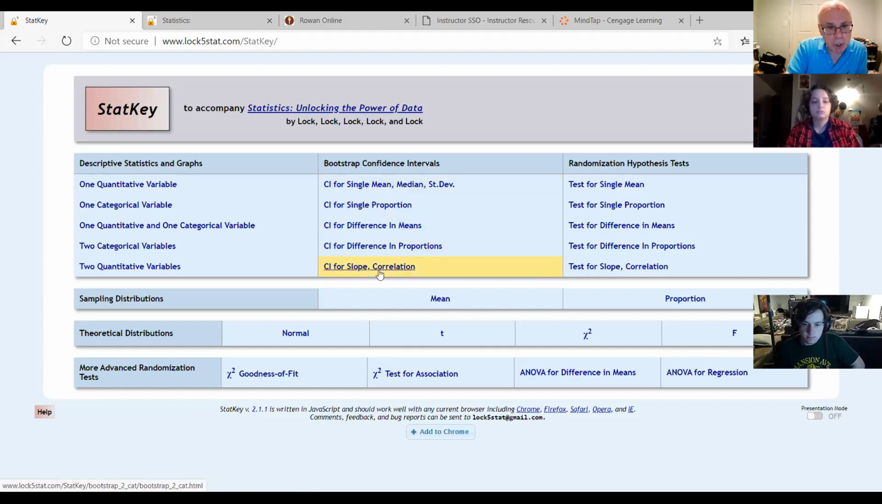So confidence intervals, we're going to be using this section. And then for hypothesis tests, we're going to be using this section where it says test for single mean, single proportion, difference in means, difference in proportions. Again, the slope and correlation one we're not going to use. And everything else in here, basically, you can do what you want with this, but we're not going to be using it. All right. So we're going to be using these instead of using calculators and or doing things by hand. All right. So this is going to make it easier for you.